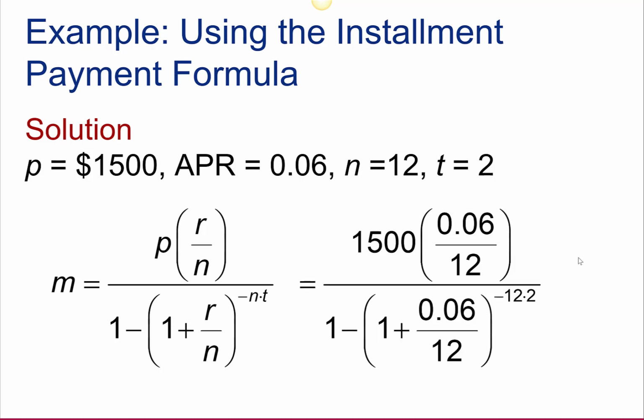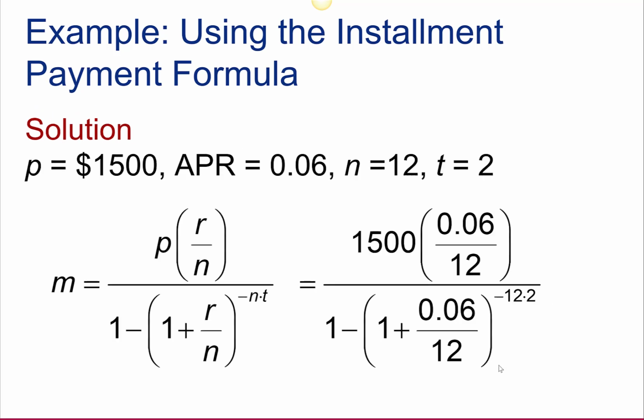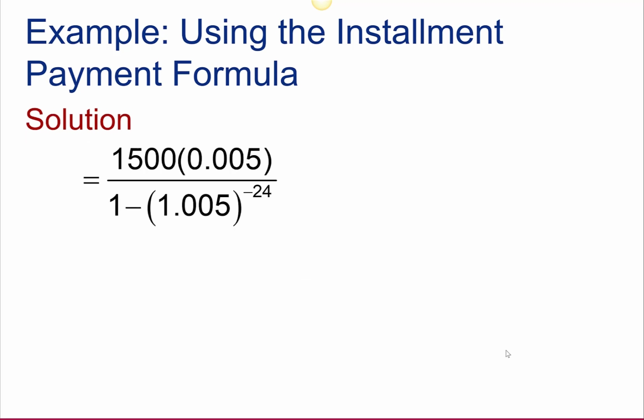So if I put the numbers into the formula, I'm going to go ahead and simplify the numerator first, and then I'll work on the denominator. The numerator generally will simplify to a pretty simple number. And if you notice on the next screen, let me just go back for a second. What I did was take the 0.06 and divide by 12, and then still have the 1,500 there. And the same thing in the denominator.